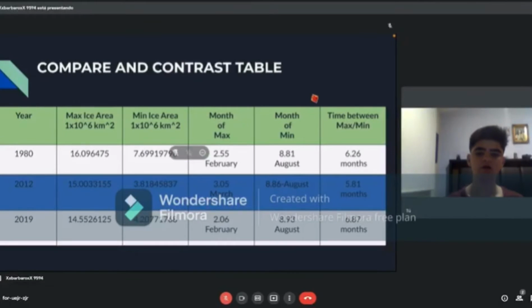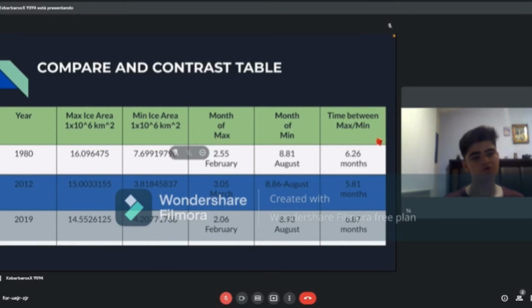Here we have the compare and contrast table, and the max ice area was reached in 1980 with 16.096475, and the minimum ice area was in 2012 with 3.81845837. Then all the years reached the minimum in August, and 1980 and 2019 reached the maximum in February, and then 2012 reached it in March.